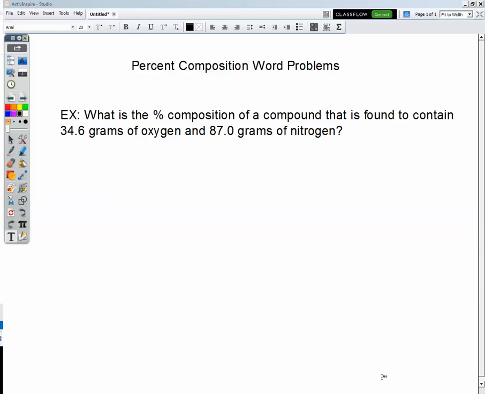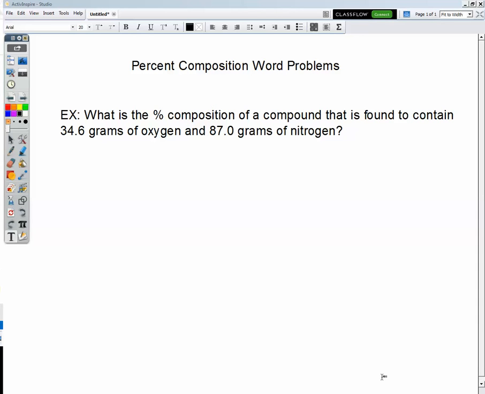Hi all. Last class we learned how to find the percent composition of a compound based on its chemical formula. This time we're going to approach it from a little bit different perspective, and then we're also going to look at some of the types of word problems that we can answer based on percent composition. So here's our first example problem.